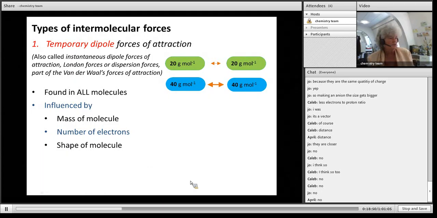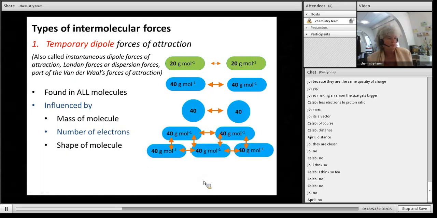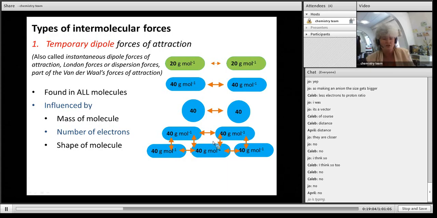Okay, so there's an example of something that's round, so it can't form very many attractions. But if I have the same mass molecule but a longer version, then I can form a lot more attractions between them. So that's in brief.